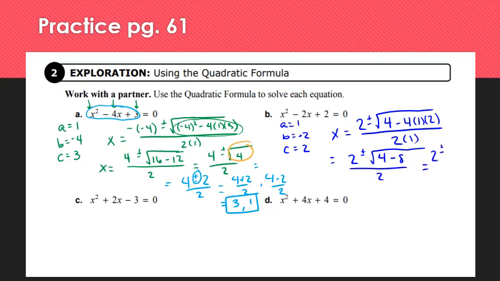So 2 plus or minus the square root of -4 this time over 2. Where I got that from was 4 times 1 times 2 gave me 8, and then 4 minus 8 is -4. I'm just using order of operations.